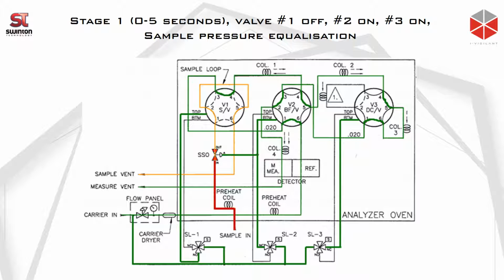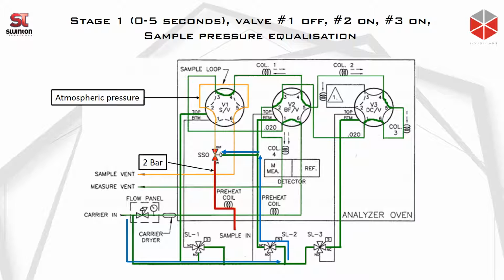If we see the first stage here, we can see that the sample gas is stopped at the sample shutoff valve. The reason for that is that this particular flow from the helium is actuating the sample shutoff valve, and therefore the sample shutoff valve is shut. The sample pressure is normally 2 bar, but because the sample shutoff valve is shut, the line after the sample shutoff valve will equalize to the atmospheric pressure. It goes out to the vent.